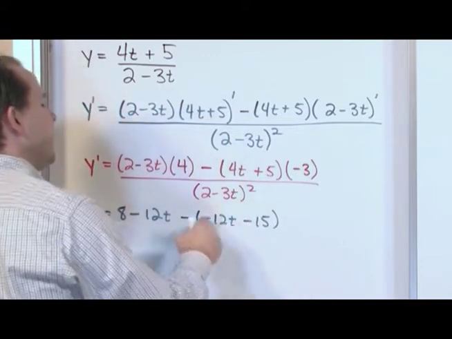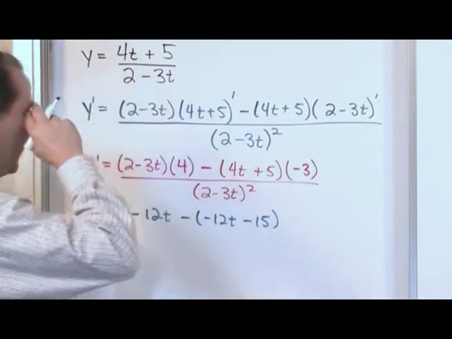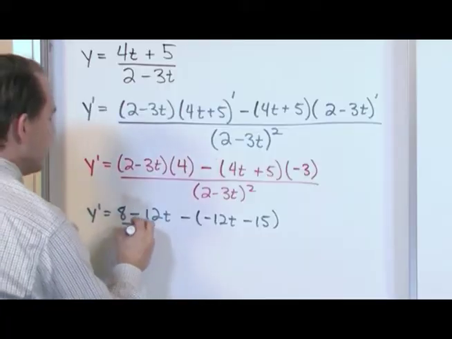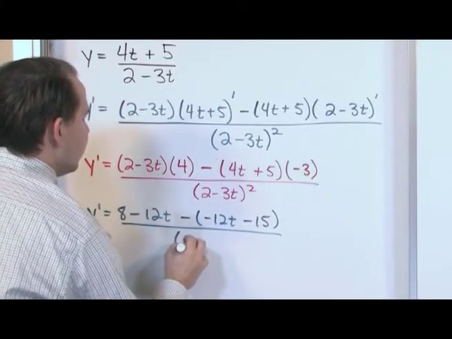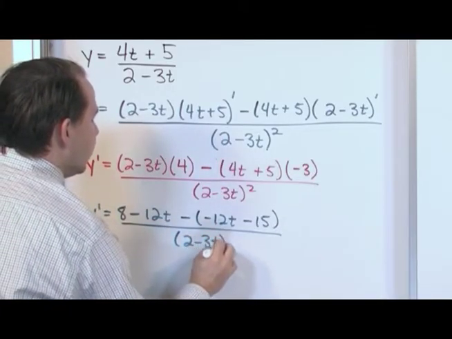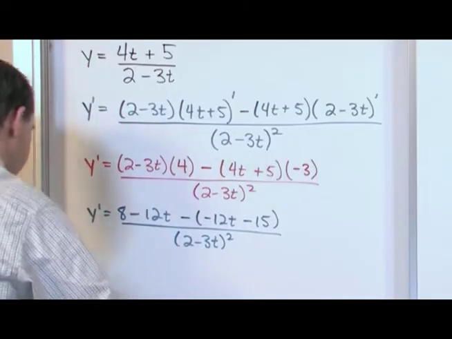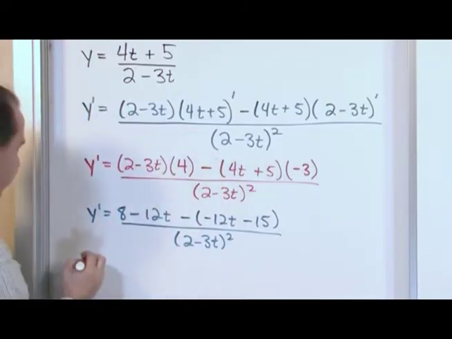If I tried to combine all of this with a negative outside, it's likely I'm going to eventually make a mistake, so I just choose not to do that. So I have 2 minus 3t, and I'm going to square it. All right, let's go down and just simplify a little bit more.